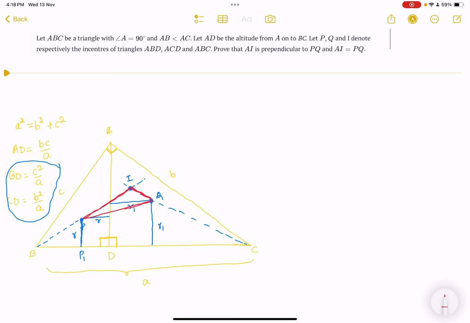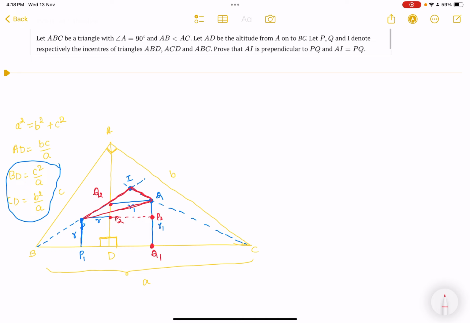This is triangle PIQ. Let us extend, let this point be P2 and let this point be Q2. Let this be Q1. So let us extend P2. So this meets it here. Let this point be P3.